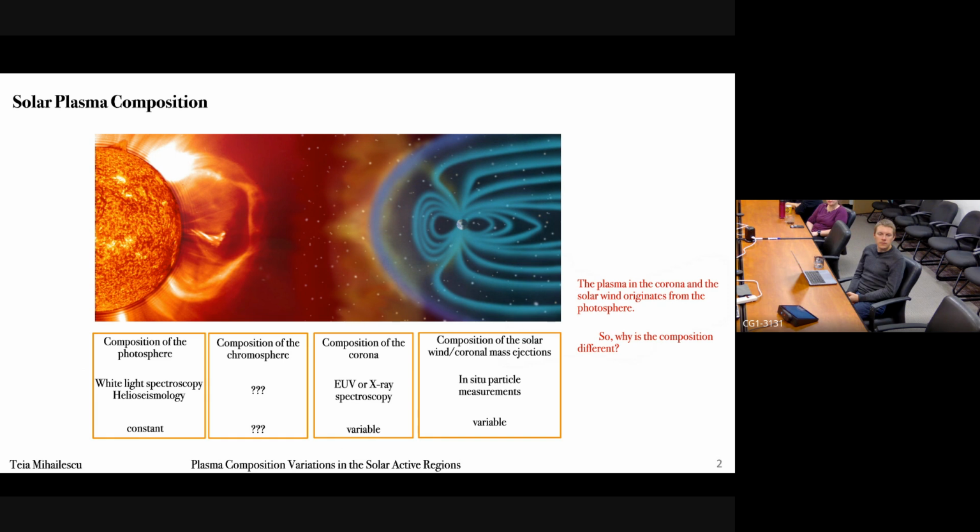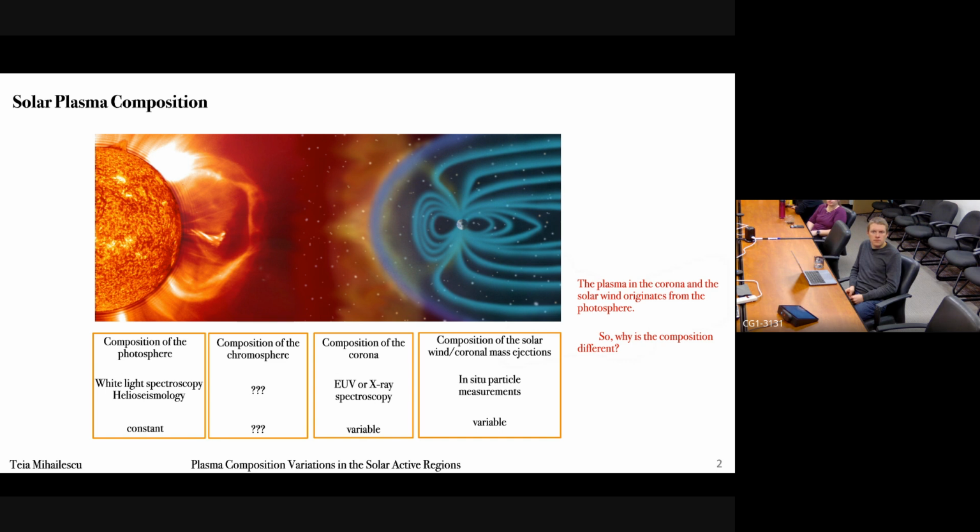So just as a quick general introduction to solar plasma composition, we can measure the plasma composition at various parts in the solar atmosphere, starting from the photosphere. We can do that using white light spectroscopy or helioseismology, and it's found to be constant. So it doesn't vary with time and it doesn't change across the surface.